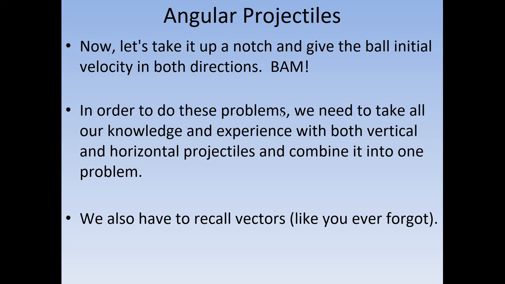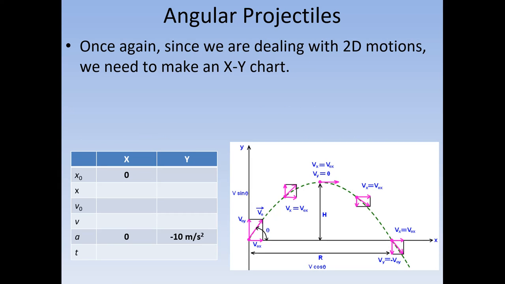The one thing we do have to pay attention to is that we're going to have to bring back the idea of vectors. Now, once again, since we're doing two-dimensional motion just like with the horizontal projectile, we're going to have to make an XY chart to organize our information. The information in the X direction is independent of the stuff going on in the Y, so we have to make sure that we're separating the information so that we know which numbers go into equations together. If we start mixing and matching between X and Y, we're going to end up having a bad time.